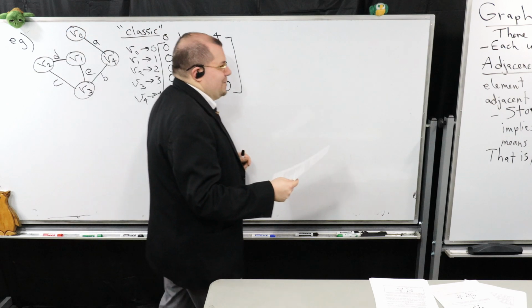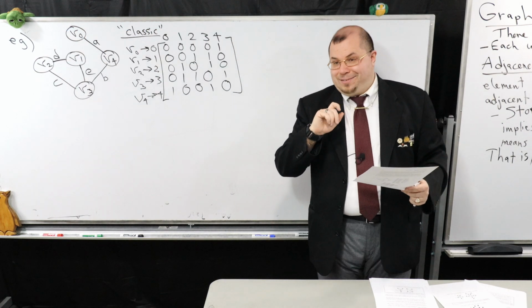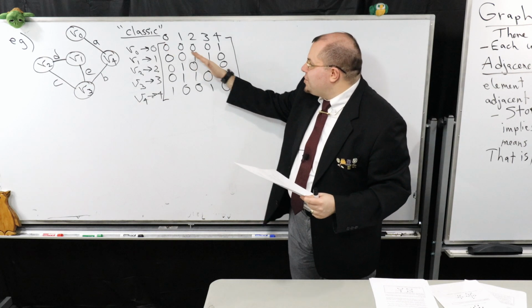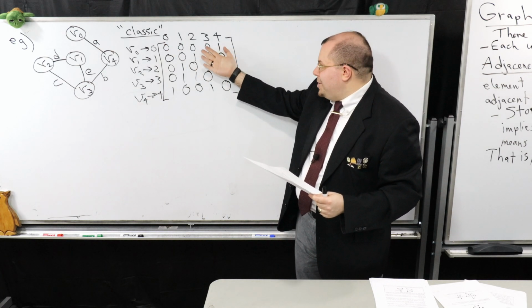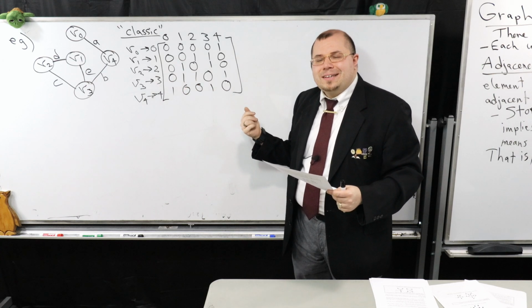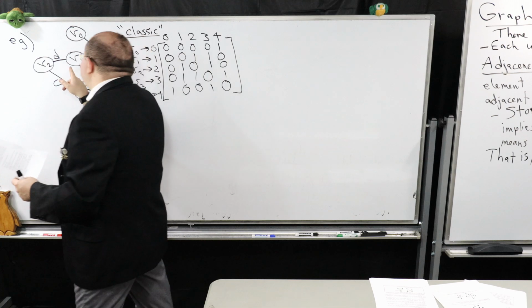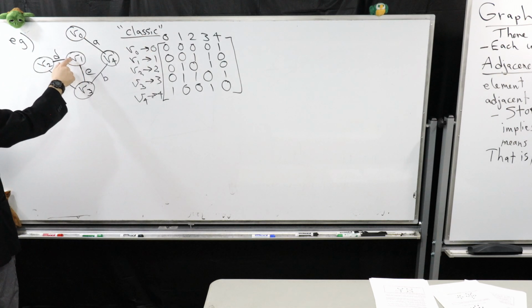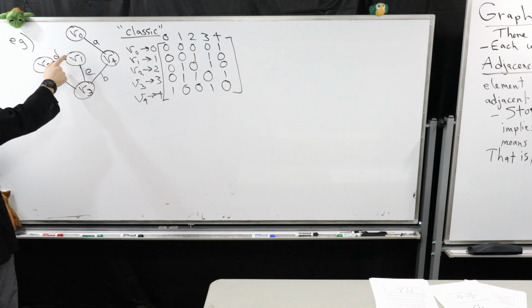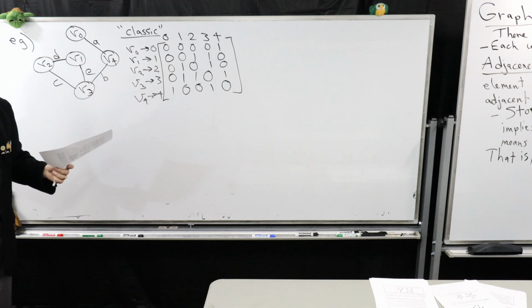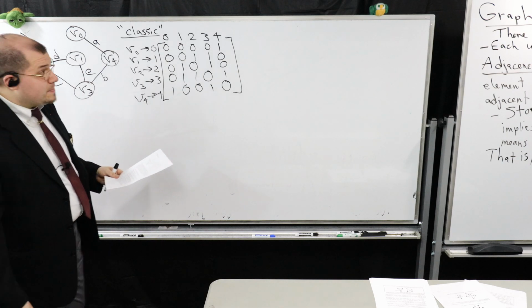I have a question for you. If I made the graph directed as opposed to undirected, would this matrix be symmetric or not? Could I copy all of these like this if it's a directed graph? No, I can't guarantee that. If I have a directed edge from V1 to V2, but not one from V2 to V1, that would only appear on one side of the diagonal, but not on the other one.